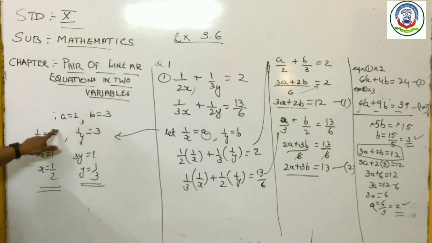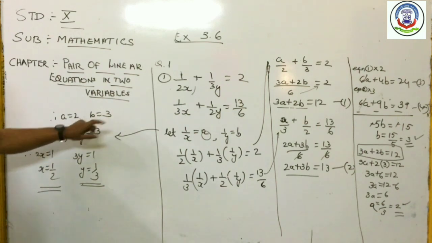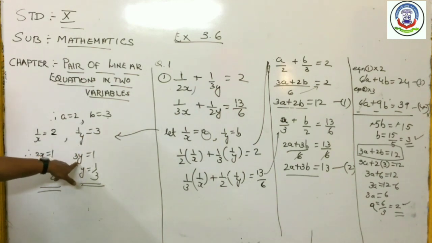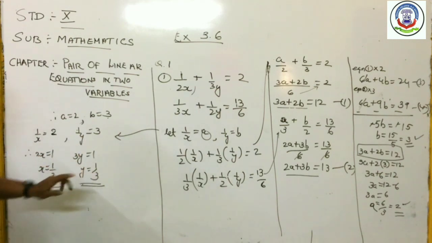So we are substituting that one here. So 1 by x is equal to 2. Then 2x is equal to 1. X will be is equal to 1 by 2. Same way 1 by y is equal to b. B means we have got the value of b as 3. So 1 by y is equal to 3. 3y is equal to 1. Y is equal to 1 by 3.